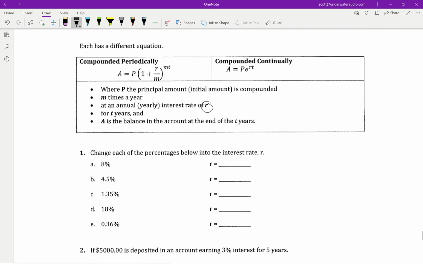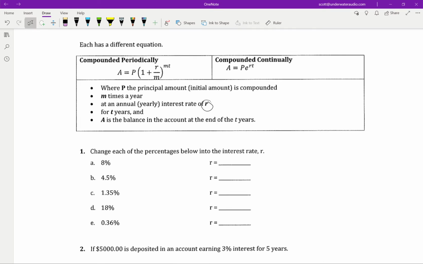One thing that can really confuse people is how to go from percentages to rate. So you're just going to move the decimal 2 places to the left. Oops, I forgot a whole word. Move the decimal 2 places left. So, 1, 2, that'd be 0.08. 1, 2, 0.045.